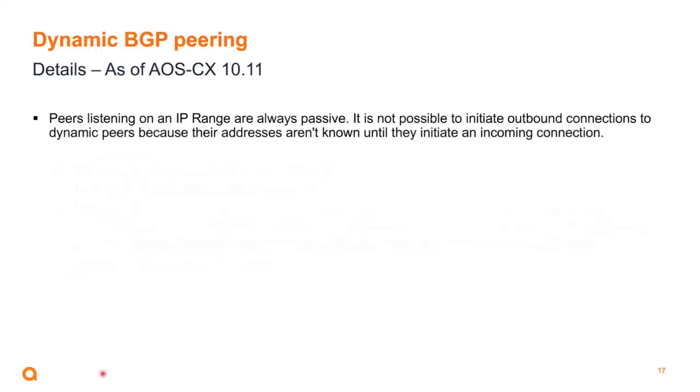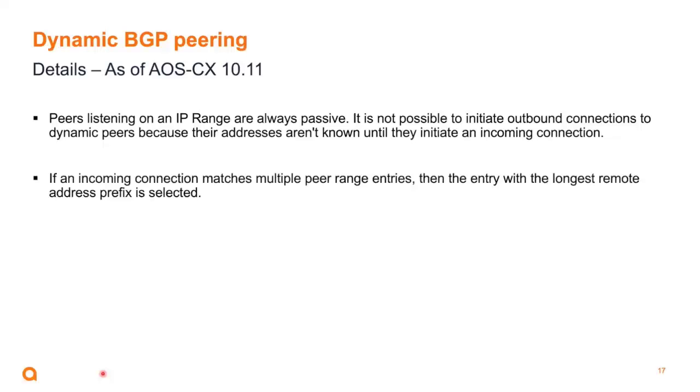As we already said, peers listening on an IP range are always passive. So they will never initiate a BGP connection by themselves because they don't know the peer's IP addresses until they initiate a session. But also, let's imagine that we have several peer groups with overlapping IP ranges. If an incoming connection matches several of these peer groups, the peer group with the longest prefix will be used.